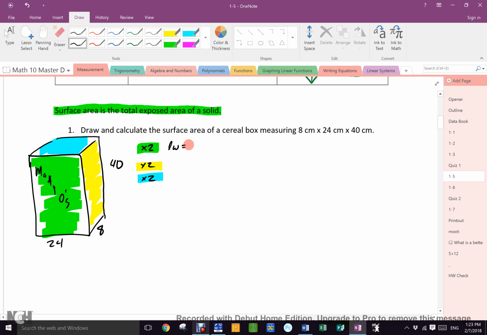But there's 2 of them. So what is the value for the green? It's 24 by 40 by how many? 2. What's the yellow? 40 by 8 times what? 2. What's the blue? 24 by 8 times 2.